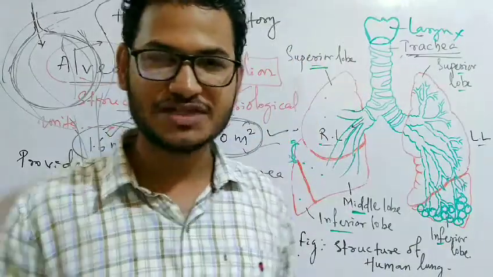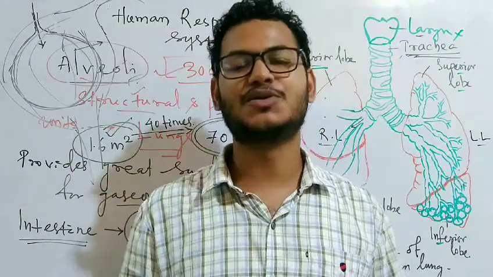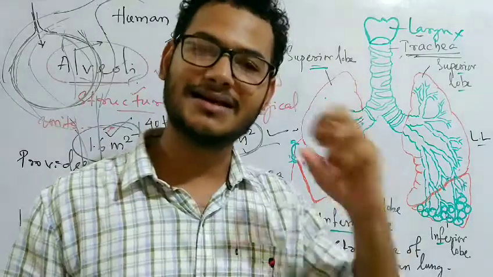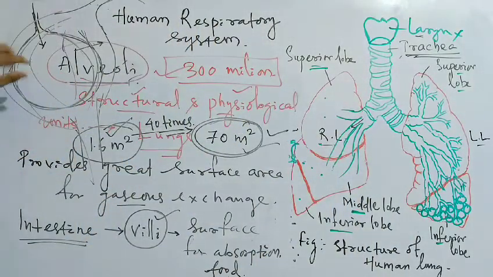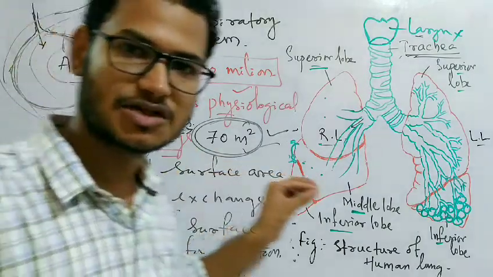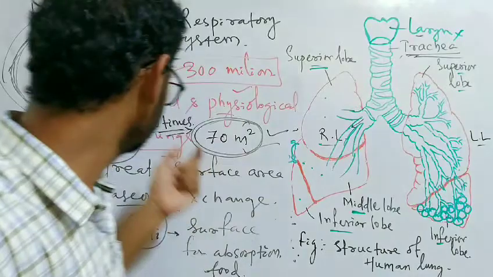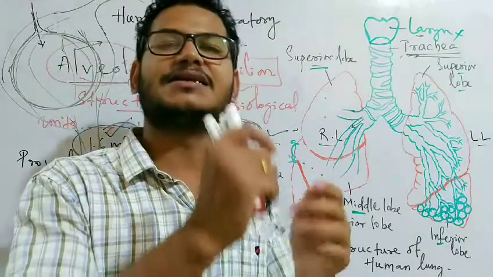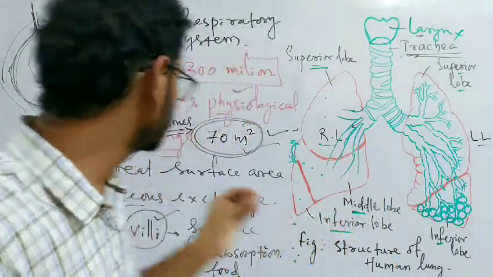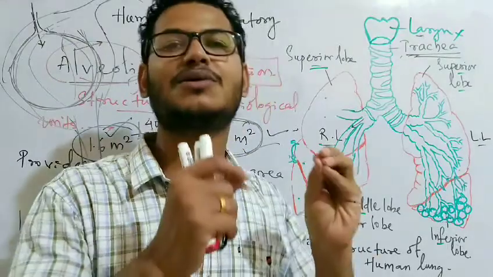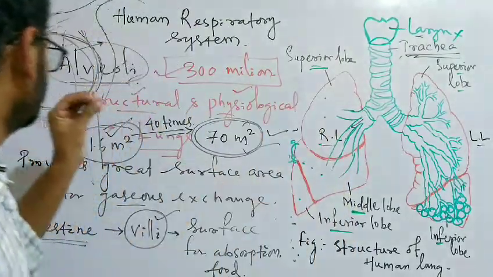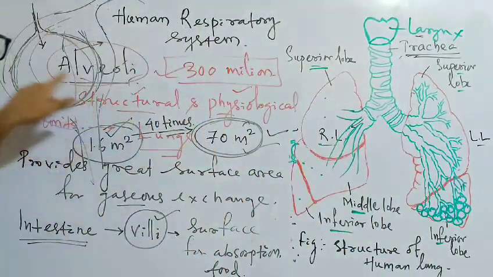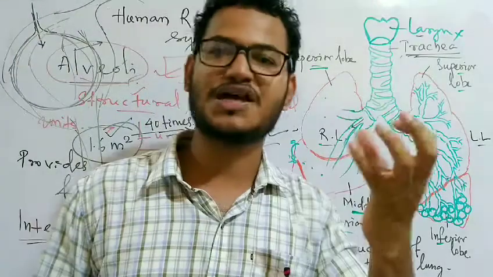So in the second part of the human respiratory system, as I have told you, we will discuss the wall of the alveoli, or the air sac, and how the alveolar air passes through the alveolar wall and the blood capillary wall to reach the blood. How oxygen diffuses from air sacs to the blood vessels, and how carbon dioxide diffuses from the blood through the wall of the blood vessel and the wall of the alveoli to reach the alveolar space.